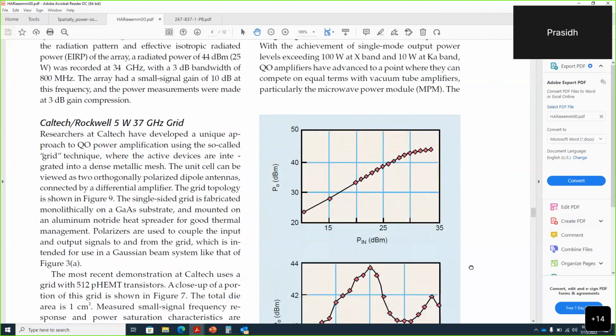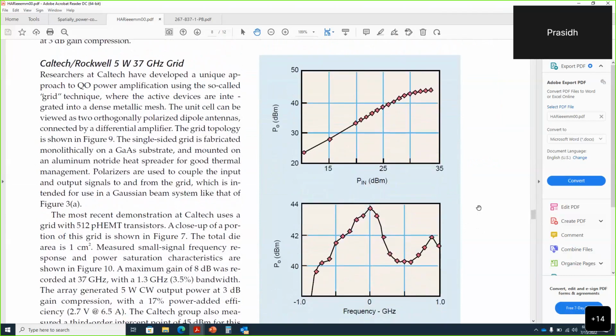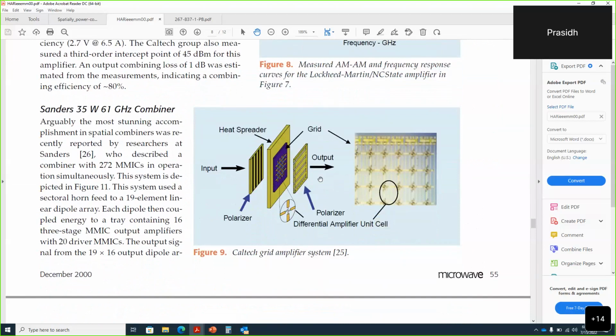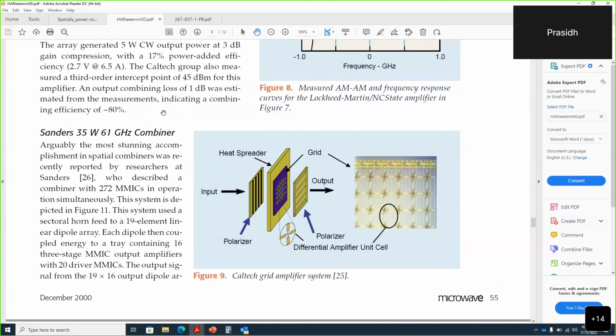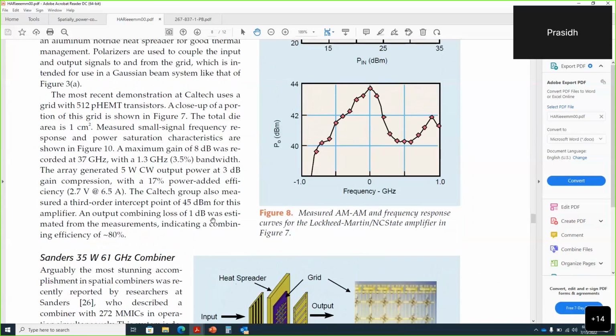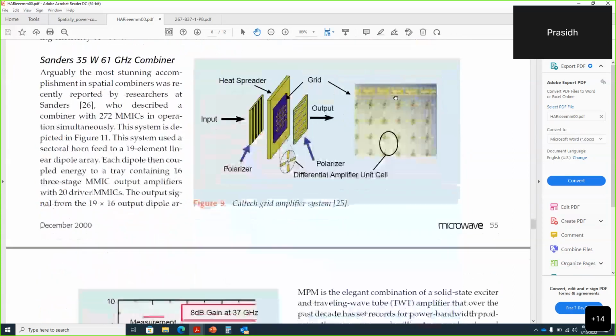Here are some of their input-output graphs, where one can see that they've been able to achieve close to 30 watts of output power. Here is another validated case. That's where they show up to 35 watts at 61 gigahertz. And for the previous Lockheed Martin case, they indicate a combining efficiency of 80%, which is again a phenomenal figure in the millimeter wave range.